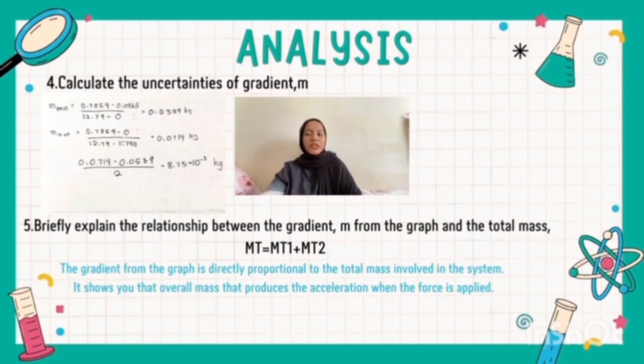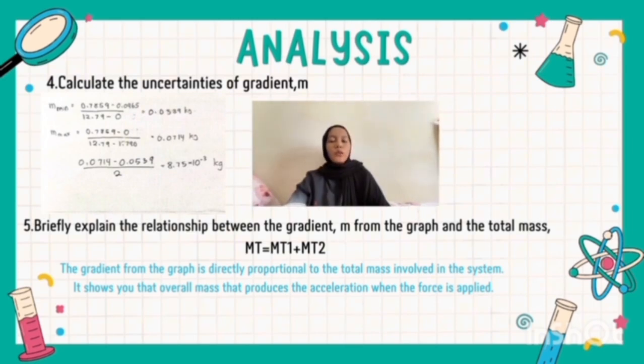The second one is we need to find the gradient of the maximum point. So the calculation is 0.7859 minus 0 divided by 12.79 minus 1.790, and the answer is 0.071 kilogram. And the third one is we subtract the minimum point from the maximum point and divide by 2, and the answer is 8.75 multiplied by 10 to the power of negative 3 kilogram.